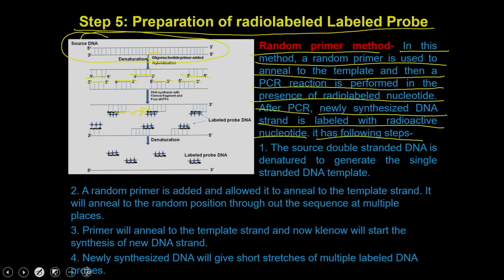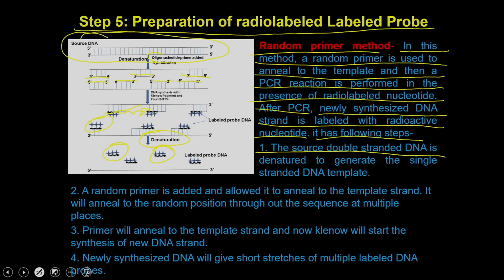So, what will happen when the DNA is synthesized? It is going to incorporate the radioactive ATP or radioactive GTP, and as a result the DNA that is synthesized is going to be labeled, and then you just do a denaturation, and that is going to remove these small stretches of DNA from the template, and that is going to give you the labeled probe.